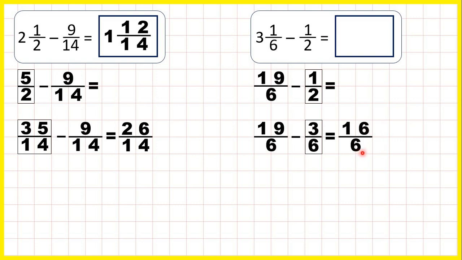Or if we want to change that back into a mixed number, 16 divided by 6 is 2 remainder 4, because 2 times 6 is 12, and then we need 4 more to get to 16. Our denominator stays the same as it is here, so that's 6. So our answer is 2 and 4/6.